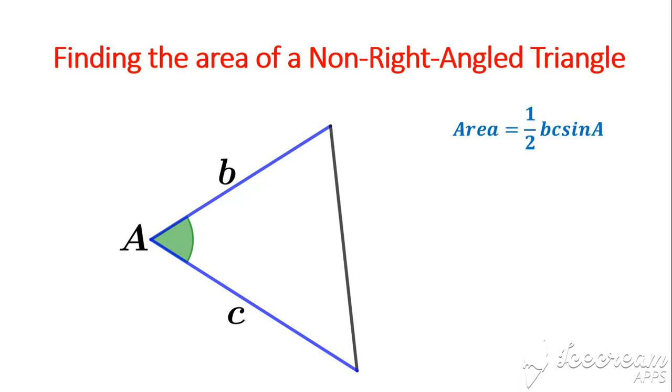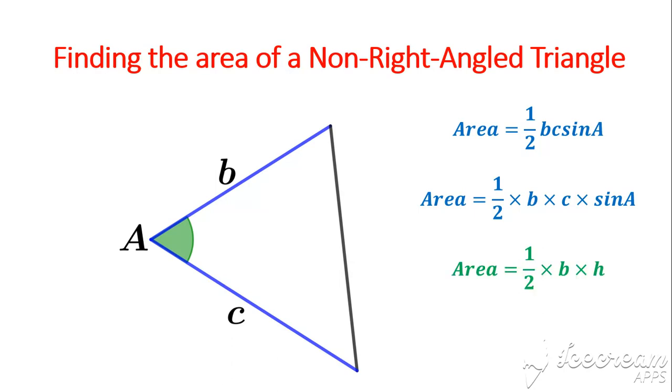Right, here's the formula. Area is equal to half bc sine A, which is equal to 1/2 times the length of side b times the length of side c times sine of angle A. Think of it just like the area of a triangle is equal to half times base times height, but we're adding in multiplying it by sine of A because it's not a right angle triangle.